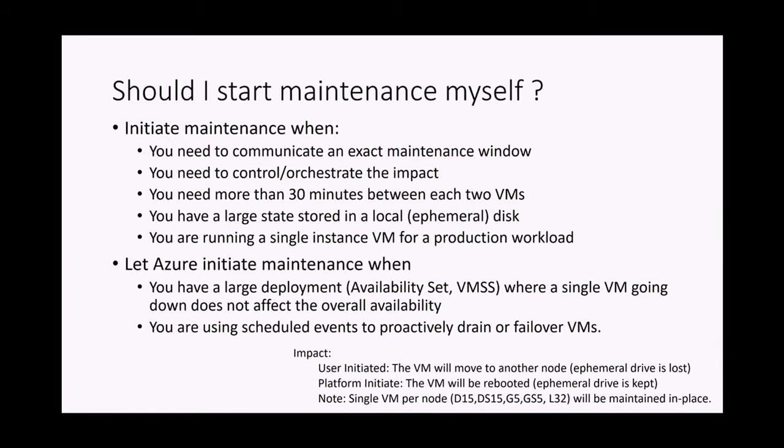So the key question you should ask yourself, besides visibility, is: should I start the maintenance myself? If your application or your business falls into one of those 5 buckets, then probably the answer is yes. Otherwise, maybe it's not. So, either you need to communicate the exact maintenance window. If you have an SLA with your end customer, and as part of this SLA you need to communicate 4 hours of maintenance change window, you fall under this bucket.